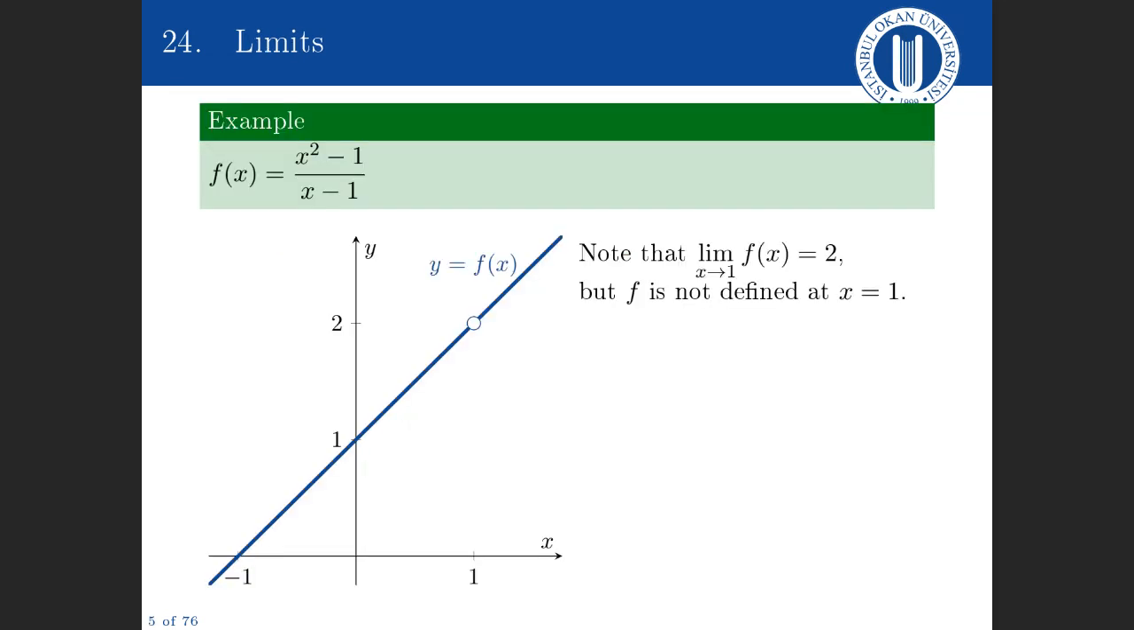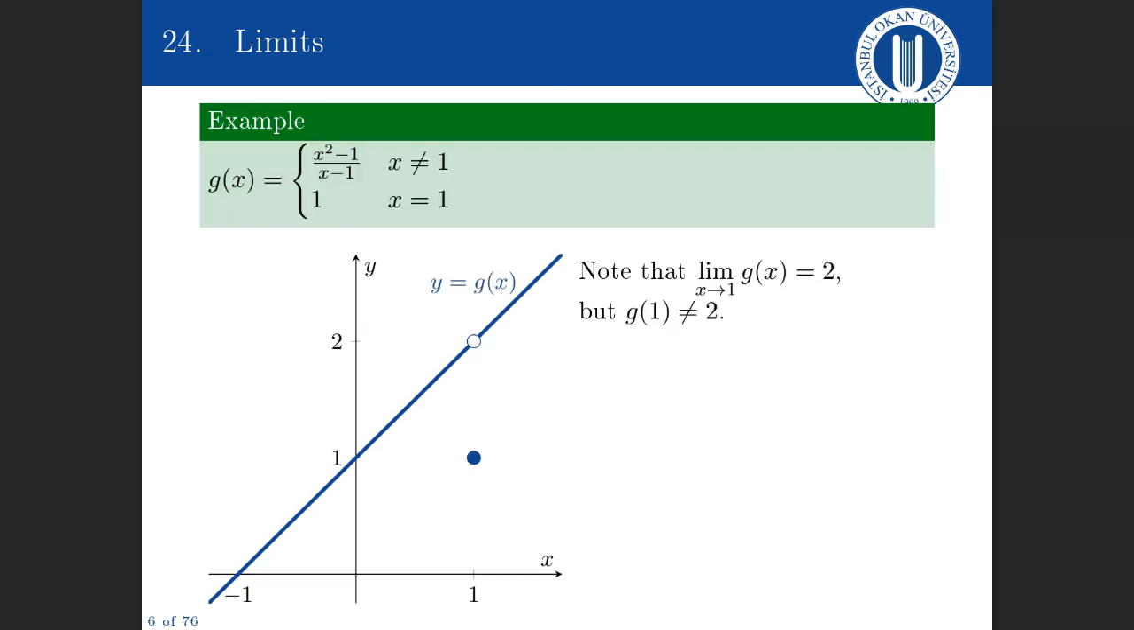Go back to the graph of the function. We are saying that the limit as x tends to 1 of f of x is equal to 2. But for this function, f is not defined at x equal to 1. Let's look at a different function. The function g, I'm going to define to be the same as f if x is not equal to 1, and I'm going to define g of x is equal to 1 if x is equal to 1. So again, we have a hole up here, and we have a spot or a dot at 1, 1.